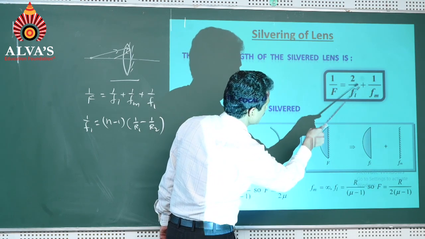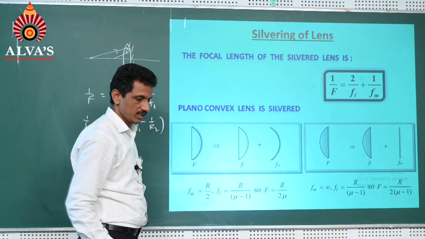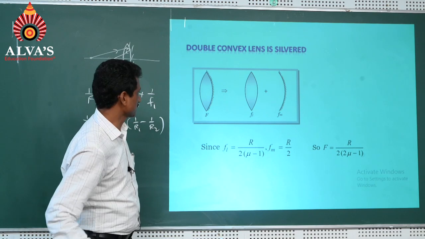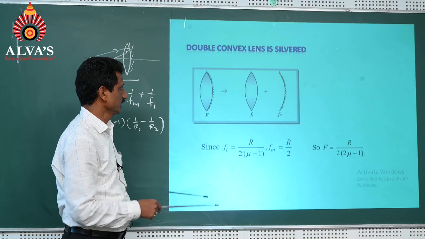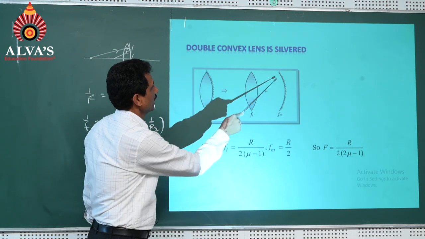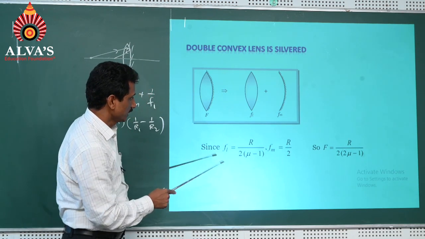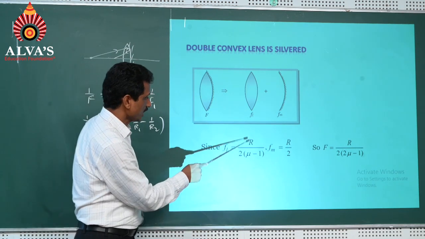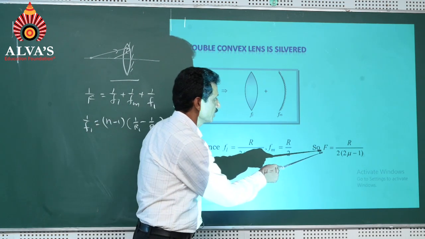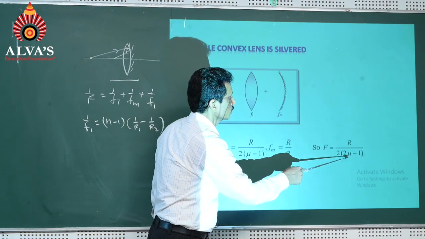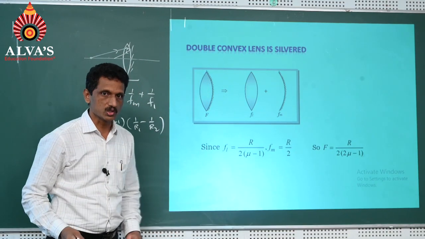Therefore, f is 2 by f1, that is nothing but r by 2 into (n minus 1) only. See, for a convex lens, an equiconvex lens silvered at one of the curved surfaces, it is nothing but 2 times lens and 1 times reflecting mirror, a concave mirror. Therefore, the net formula will be: f1 is r by 2(n minus 1), fm is r by 2 for the curved spherical mirror. The net formula will be f is equal to r by 2 into (2n minus 1), or it is r divided by (4n minus 2) also.